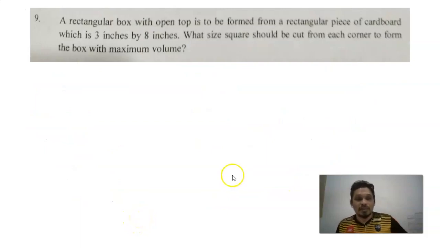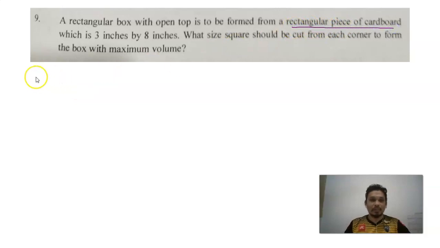A rectangular box with open top. Okay, a rectangular box, open top, formed from a rectangular piece of cardboard, meaning that we are going to cut a piece of cardboard, a rectangular piece of cardboard, maybe something like this, rectangular.